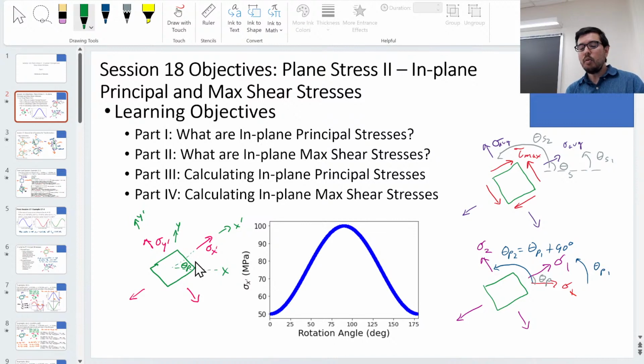So now we're going one step further, and we're not saying these are just arbitrary sigma x prime, sigma y prime. We're saying, at what angle of rotation are sigma x prime and sigma y prime maximums? Okay? And that's where we say sigma 1 and sigma 2. Does that make sense? Yeah.